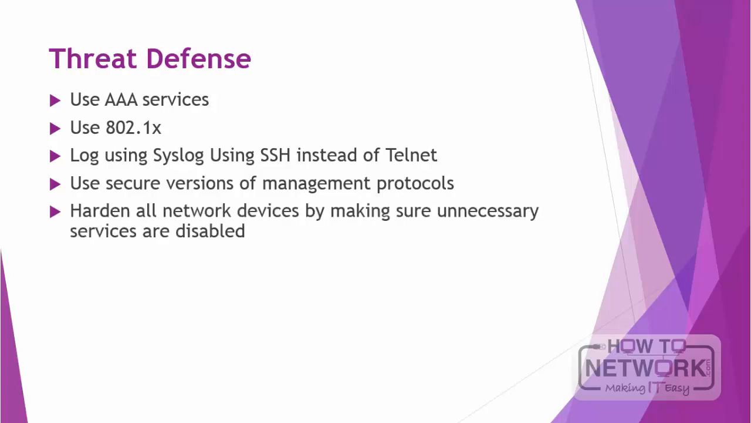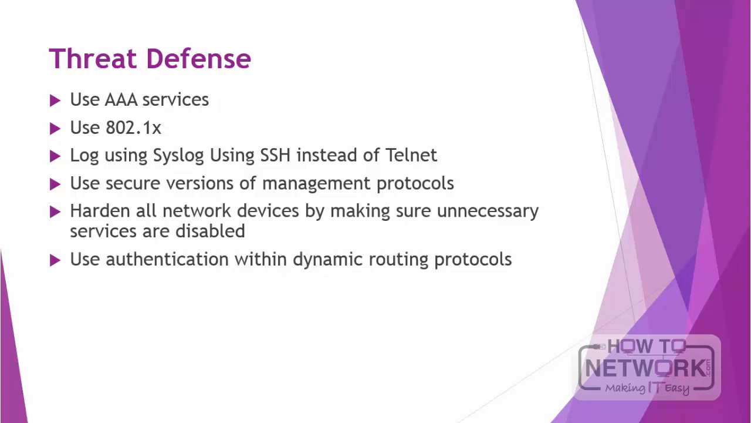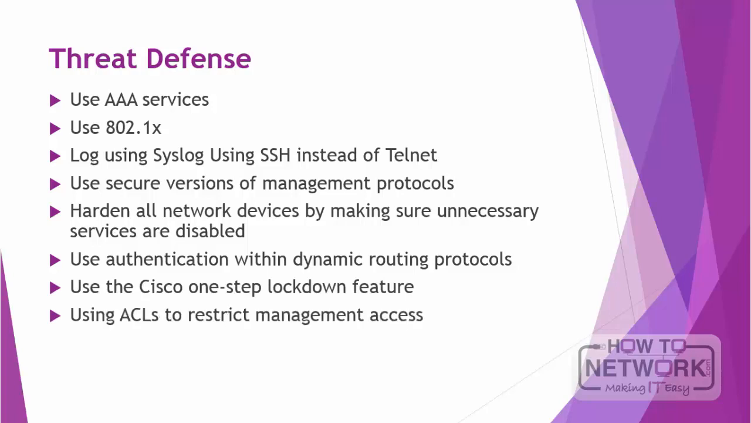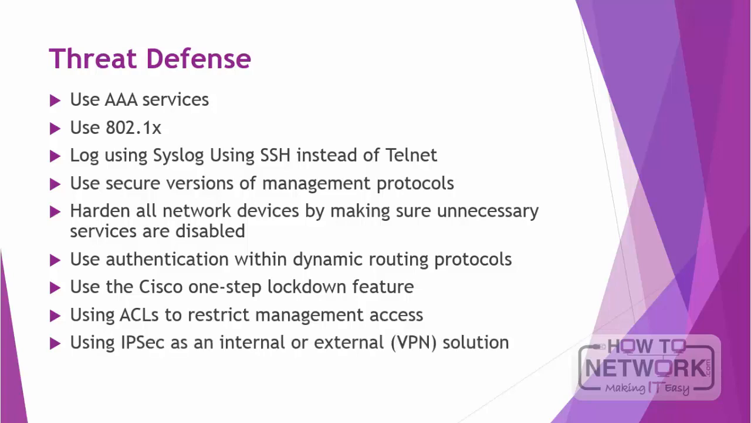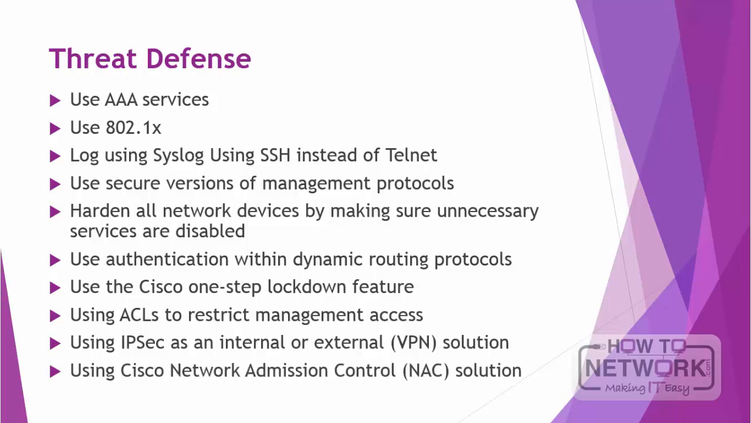Harden all network devices by making sure unnecessary services are disabled. Use authentication between devices that are running dynamic routing protocols. Use the Cisco one-step lockdown feature on network devices to harden them. Use ACLs to restrict management access, allowing only certain hosts to access the network devices. Use IPsec as an internal encryption method or external VPN solution, and then use Cisco Network Admission Control Solution, which ensures that network clients and servers are patched and updated in an automated and centralized fashion.